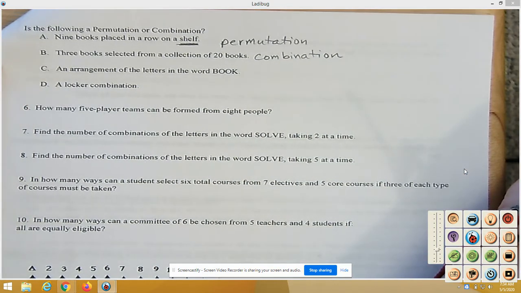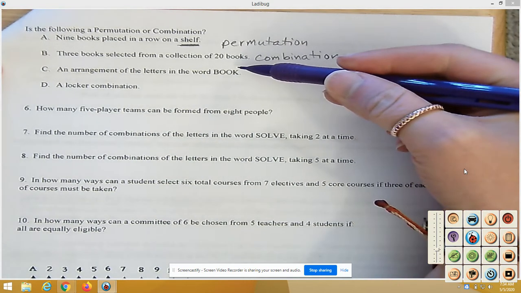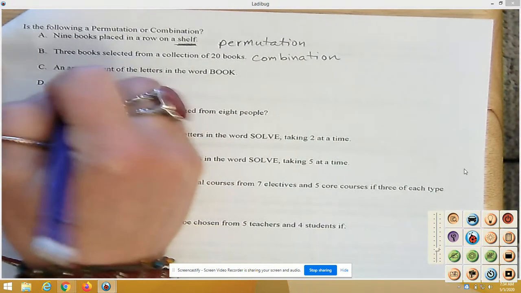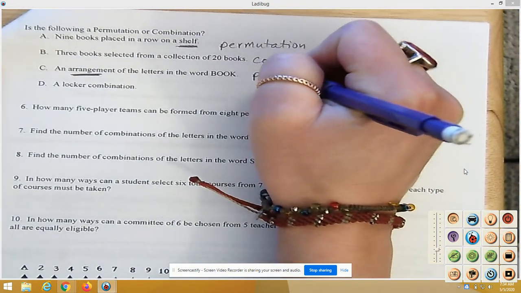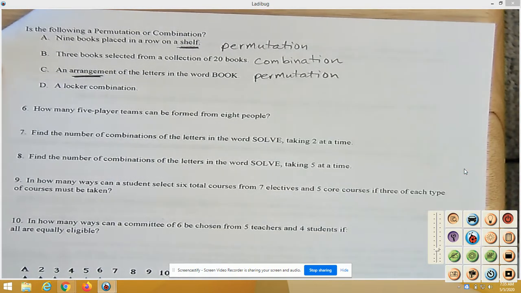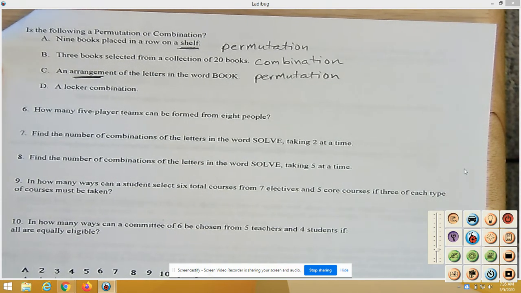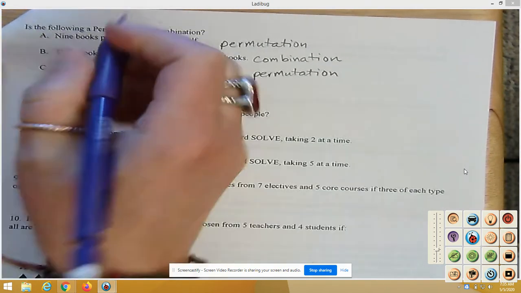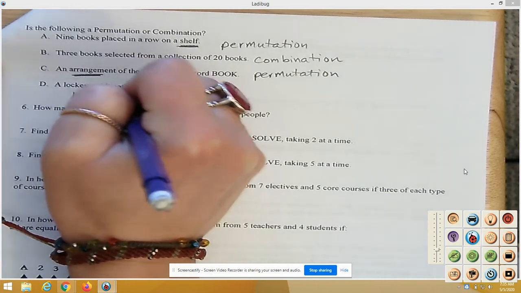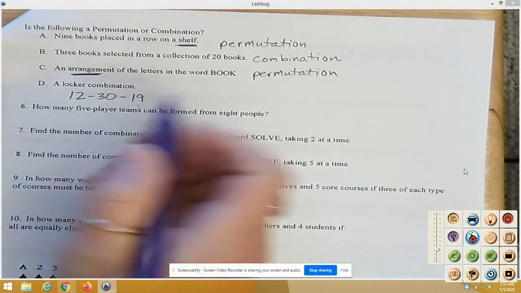Letter C, an arrangement of the letters in the word book. Well, we did some of those with the repeating letters. So anytime it's an arrangement, that's going to be a permutation. Okay, and then finally, a locker combination. Well, the word combination is in the example. So does that mean it has to be a combination? It's actually a misnomer. If your locker combination were, say, 12, 30, and then 19, this is an arrangement of a particular order. So it's a misnomer.